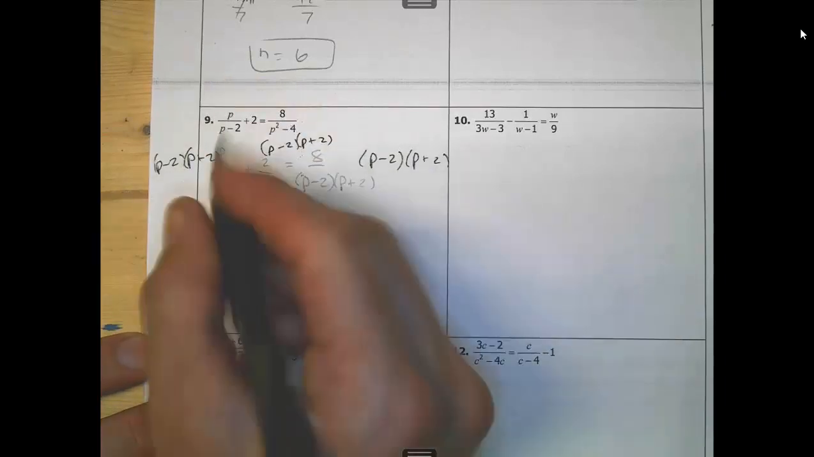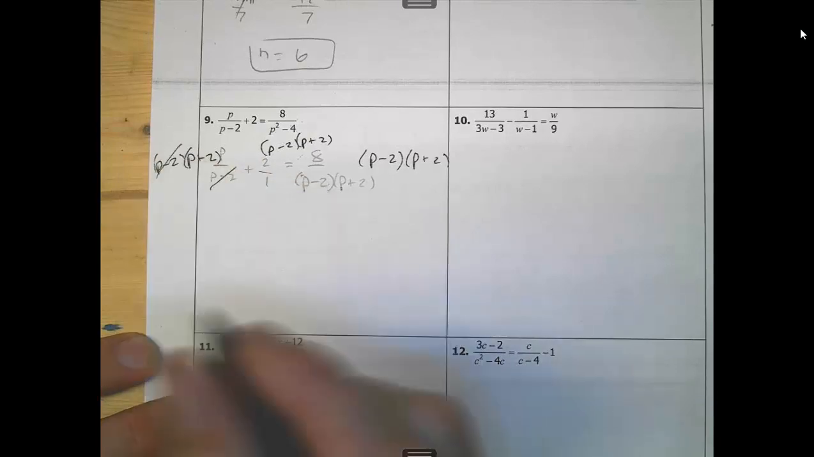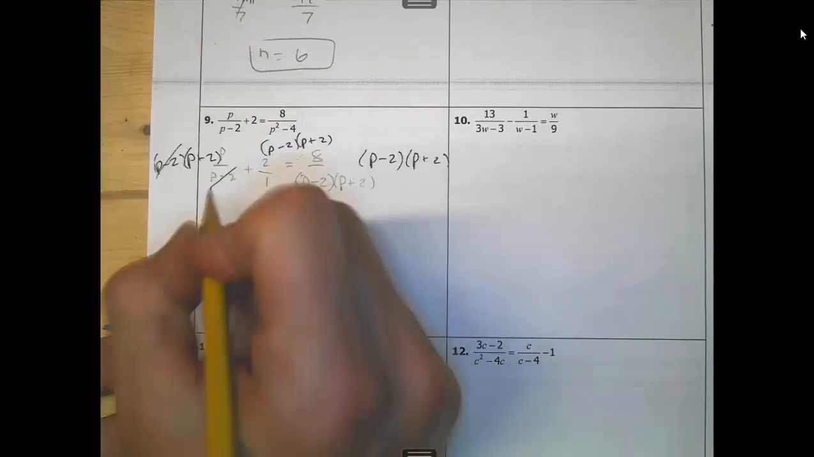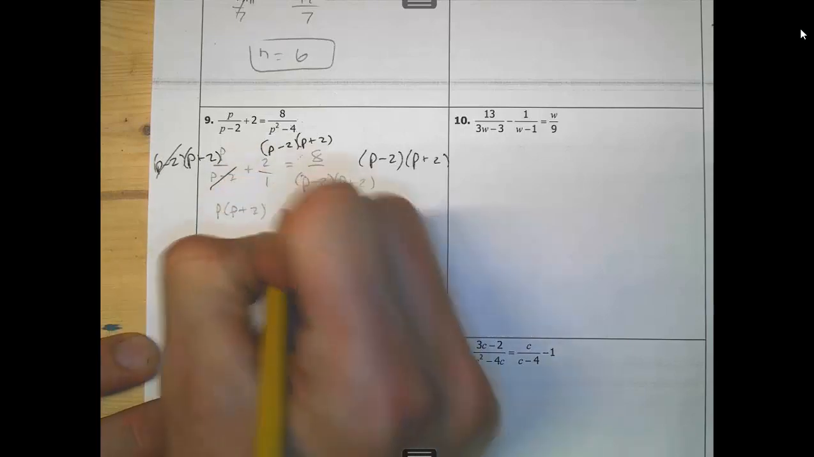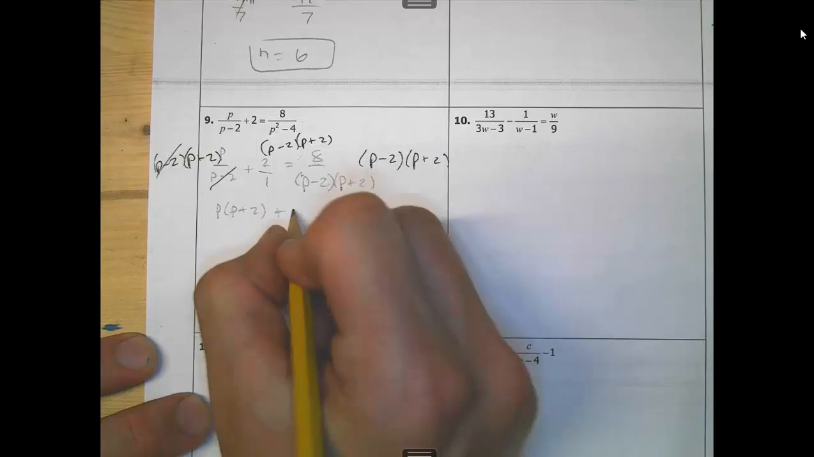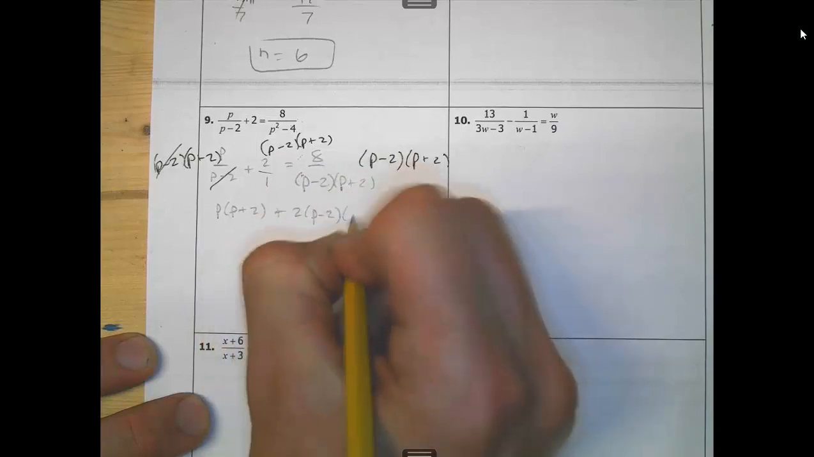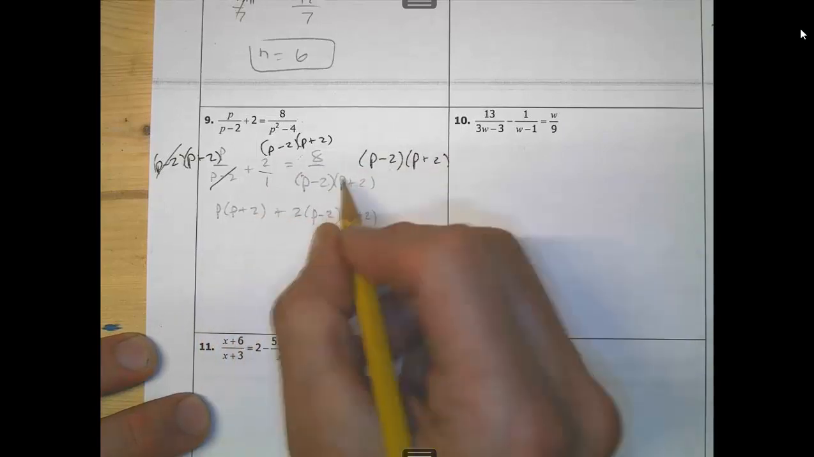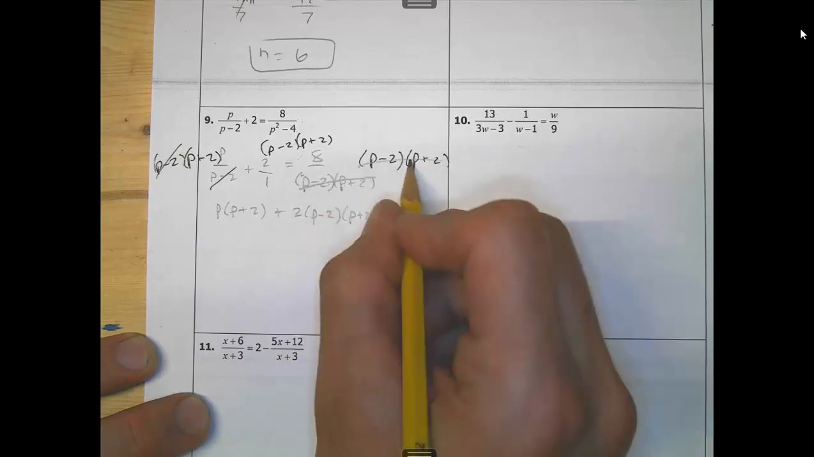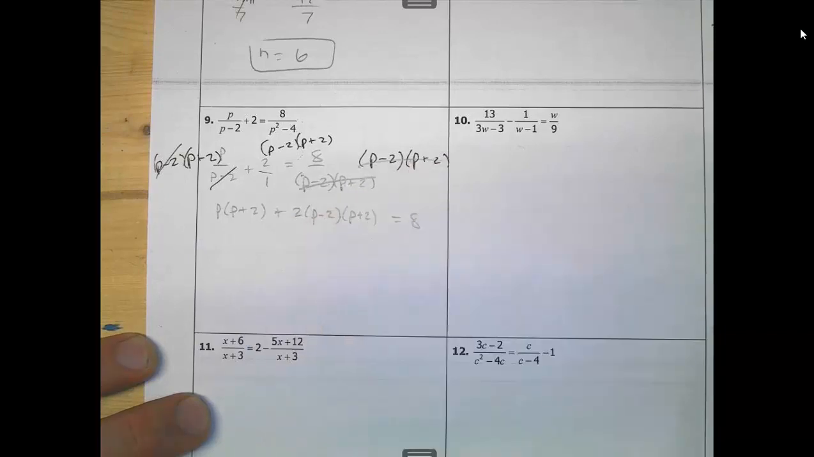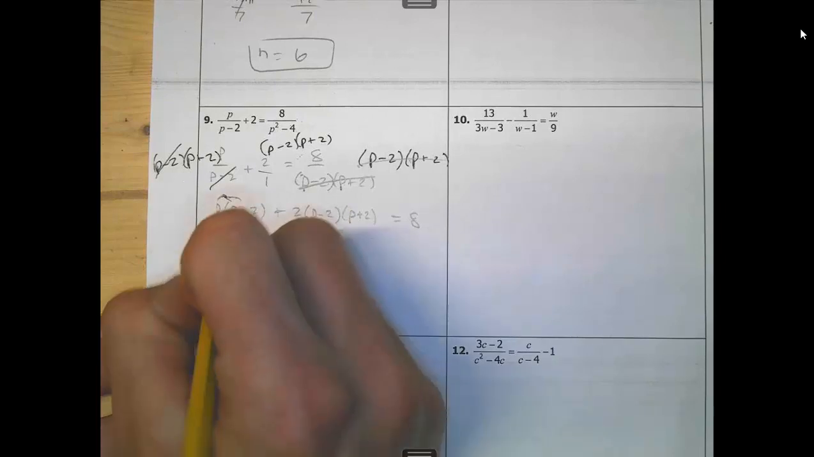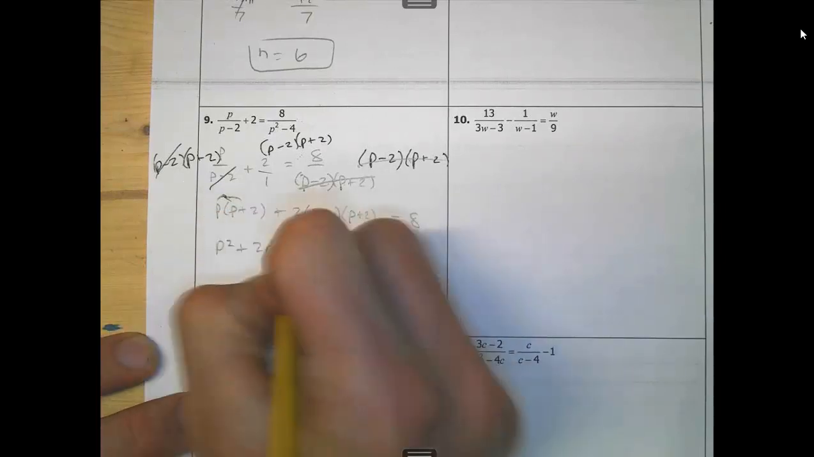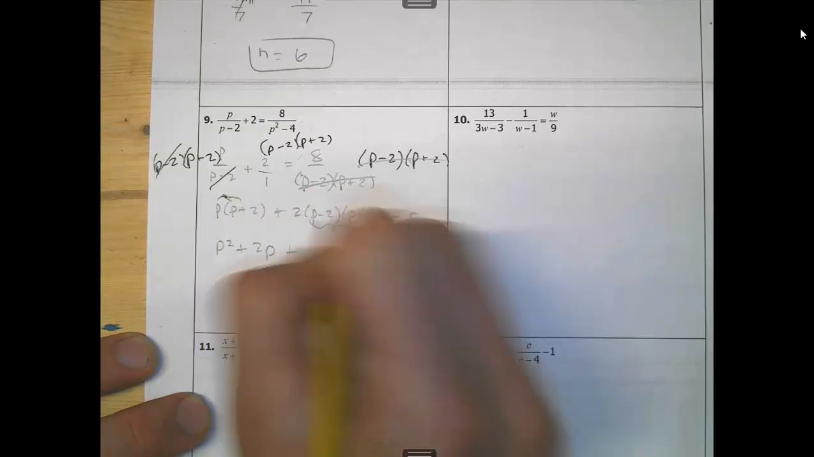And when I do that, the p minus 2 cancels with the p minus 2. And that leaves me with p times p plus 2. And then here I just get 2 times p minus 2 times p plus 2. Nothing cancels there. This whole thing cancels, the whole bottom and this whole thing, so it ends up equaling 8. So I do have a quadratic to solve from here. To solve this quadratic, I'm going to distribute the p. So I get p squared plus 2p. And then I'm going to FOIL this out.